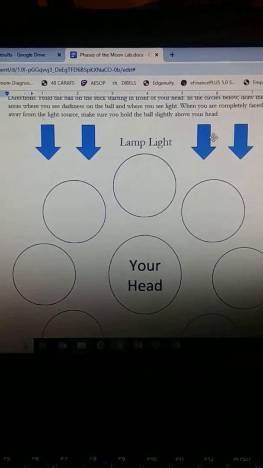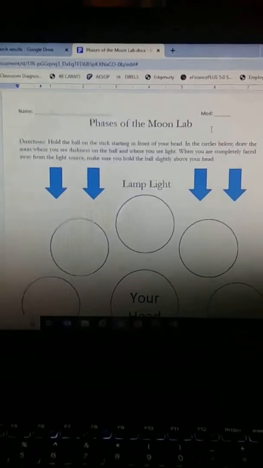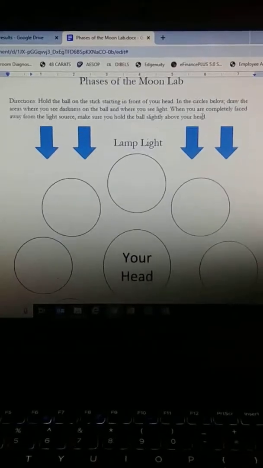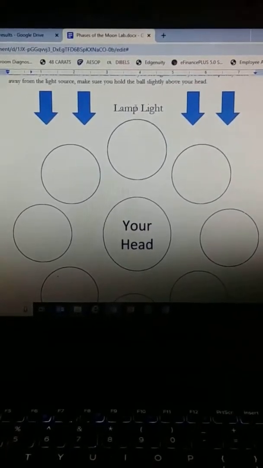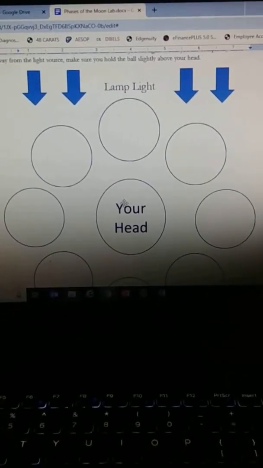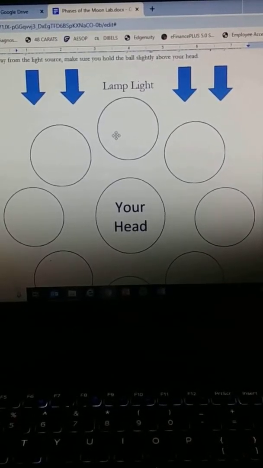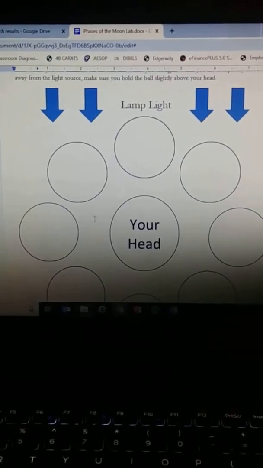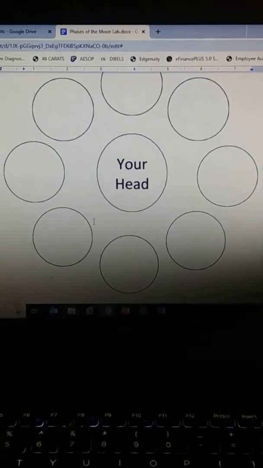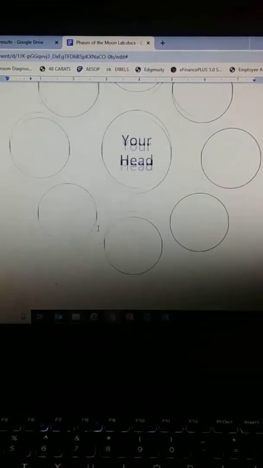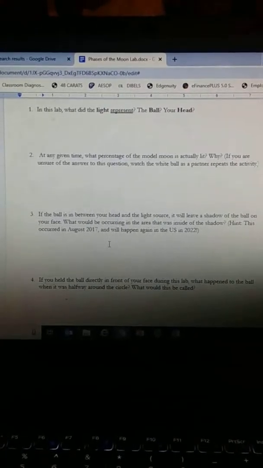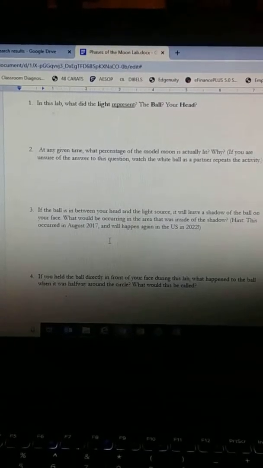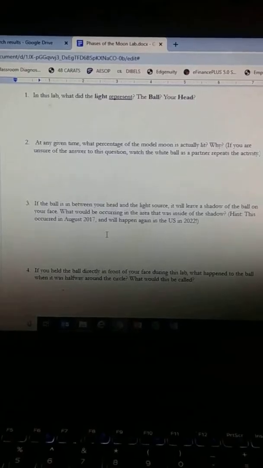The final part of this video is going to be me explaining my worksheet a little bit. As you can see, the students draw in where the lamplight would be, they draw in where their head would be, and I tell them that each of these circles are the locations where they should draw in what they are seeing on their ping pong ball. Down at the bottom, the first question is kind of an easy question. It's just orienting them to what each of the things in the lab represented, including the light being like the sun, the ball being like the moon, and your head being like the earth.